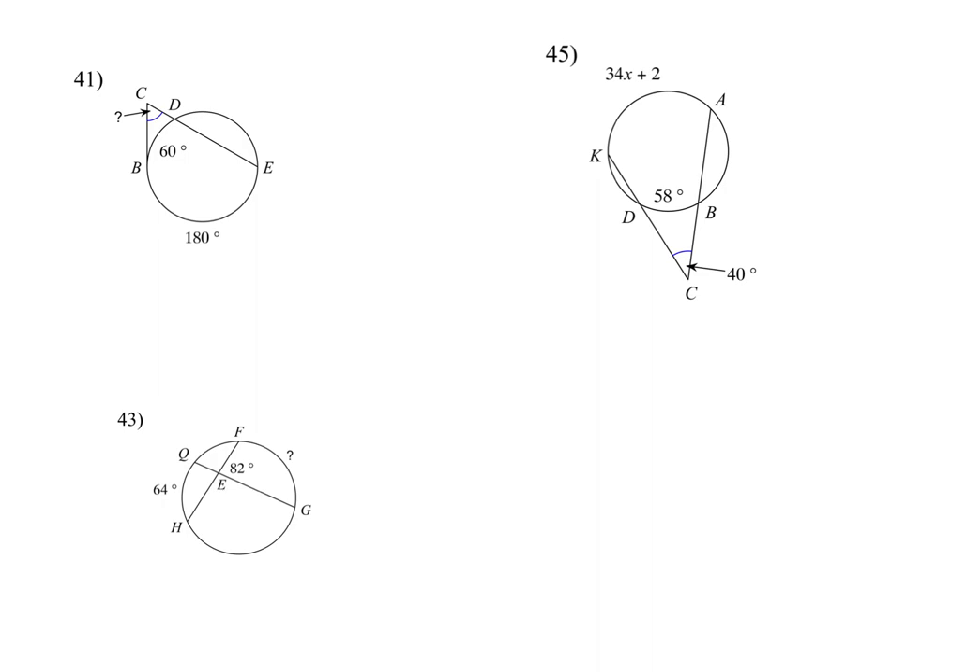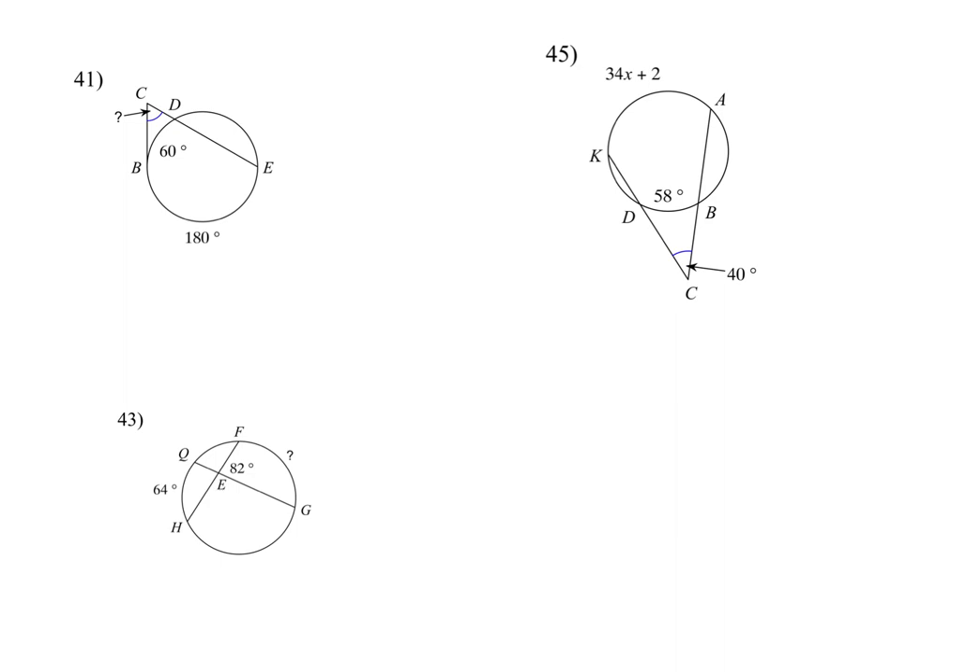All right, so remember, if they intersect on the outside, it is half of the subtraction. Half of the subtraction. If they intersect on the inside, it's half of the addition. Okay, half of the addition. And if they intersect right on the circle, it's going to just be 1/2 the arc measure, period, because you only have one arc that's being created.